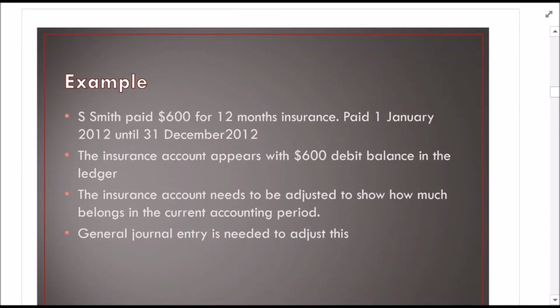So we're going to work on the first example. S. Smith paid $600 for 12 months insurance. We paid it on the 1st of January, and it lasts until the 31st of December. So let's draw a depiction. Sometimes I do these up in timelines. We've got the 1st of January and the 31st of December, and we know the end of the financial year is somewhere in between, normally the 30th of June, just in there.